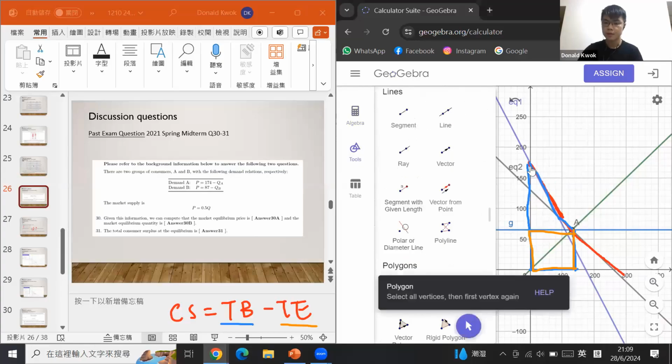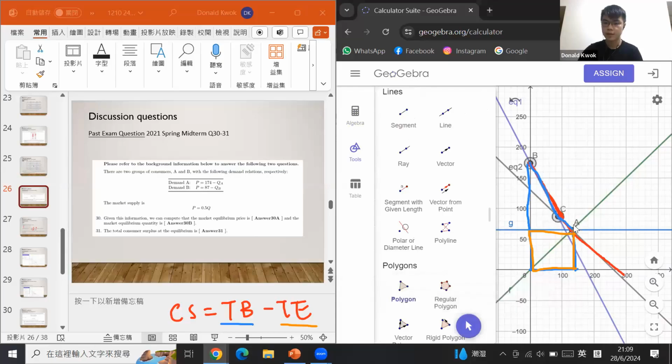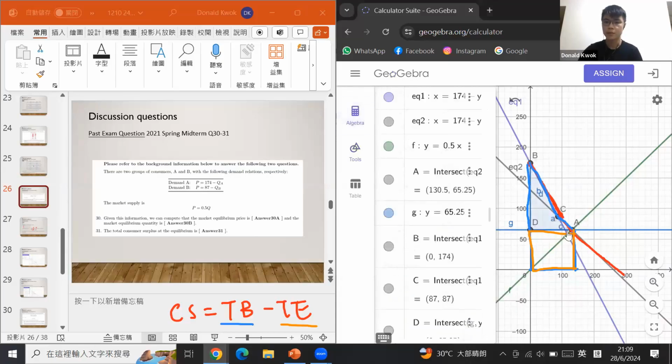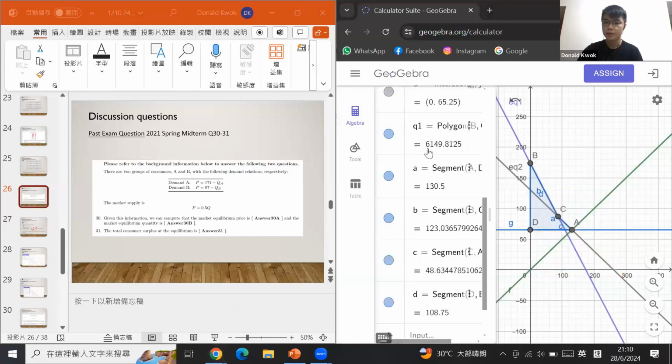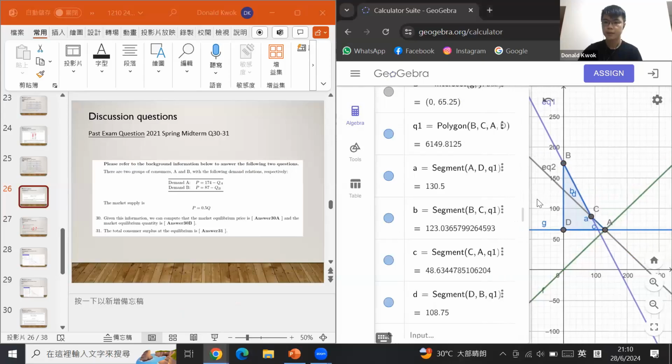Here, just click the vertices of this strange area and then end with the first point you started. GeoGebra will help you calculate the area quickly. As you can see here, the area of this polygon is 6,149 point something. Okay, so this is the consumer surplus in this question.